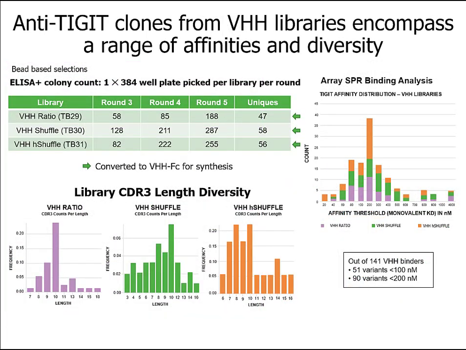So taking these 3 libraries, we panned them all against TIGIT, and we came up with upwards of 50 different unique VHH antibodies from each library to TIGIT. And then we compared those sequences to one another to see the diversity of sequences that came out. And what we found is that from all 3 libraries, we saw on the bottom a really nice length distribution for the CDR3 sequences. In addition, on the right, you can see that we saw a broad range of different affinities from double-digit nanomolar all the way to triple-digit nanomolar, with again a nice distribution of all 3 libraries in each different affinity bin.